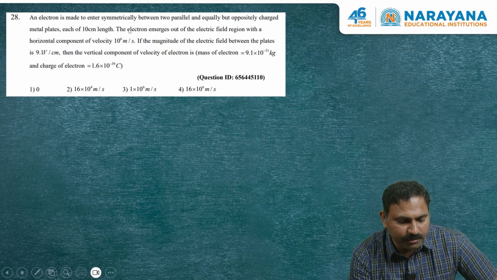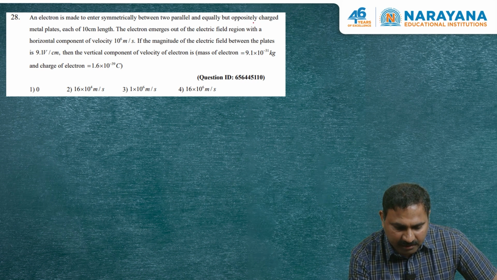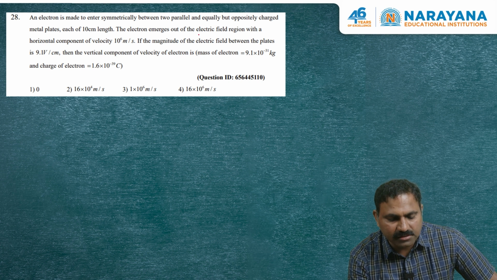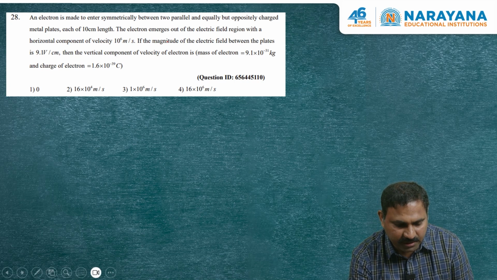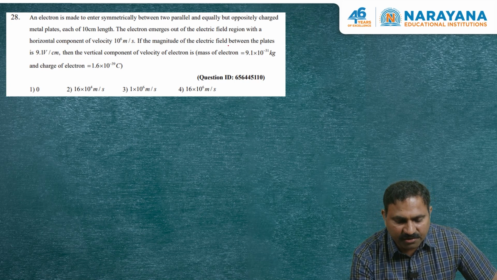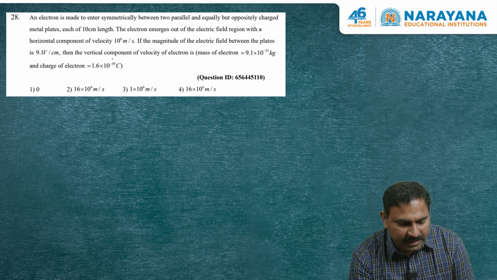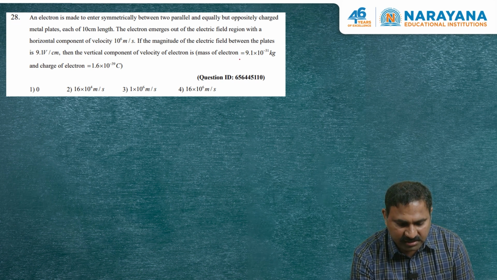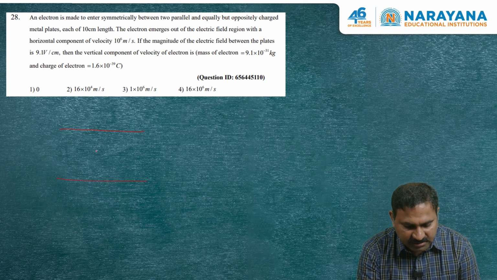An electron is made to enter symmetrically between two parallel and equally but oppositely charged metal plates, each of 10 centimeter length. The electron emerges out of the electric field region with a horizontal component of velocity 10 power 6 meter per second. If the magnitude of the electric field between the plates is 9.1 volt per centimeter, then find the vertical component of velocity of the electron, given that the mass of the electron is 9.1 into 10 power minus 31 kg and the charge of the electron is also given. Let us consider two parallel plates to be like this.